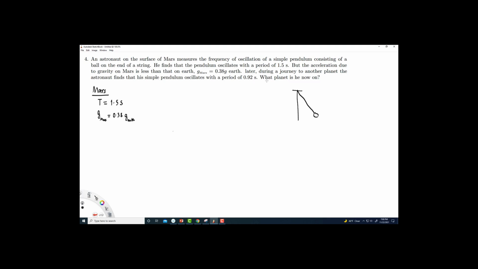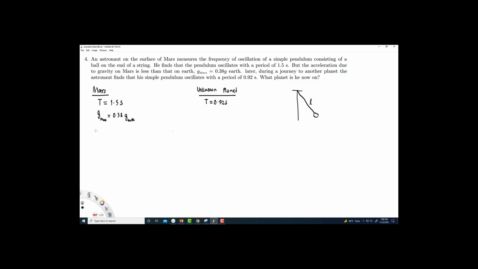So later during a journey to another planet, the astronaut finds that his simple pendulum oscillates at 0.92 seconds. So on an unknown planet, the time period is 0.92 seconds. So we want to find which planet that is. Okay. So we can first find the length of this simple pendulum.